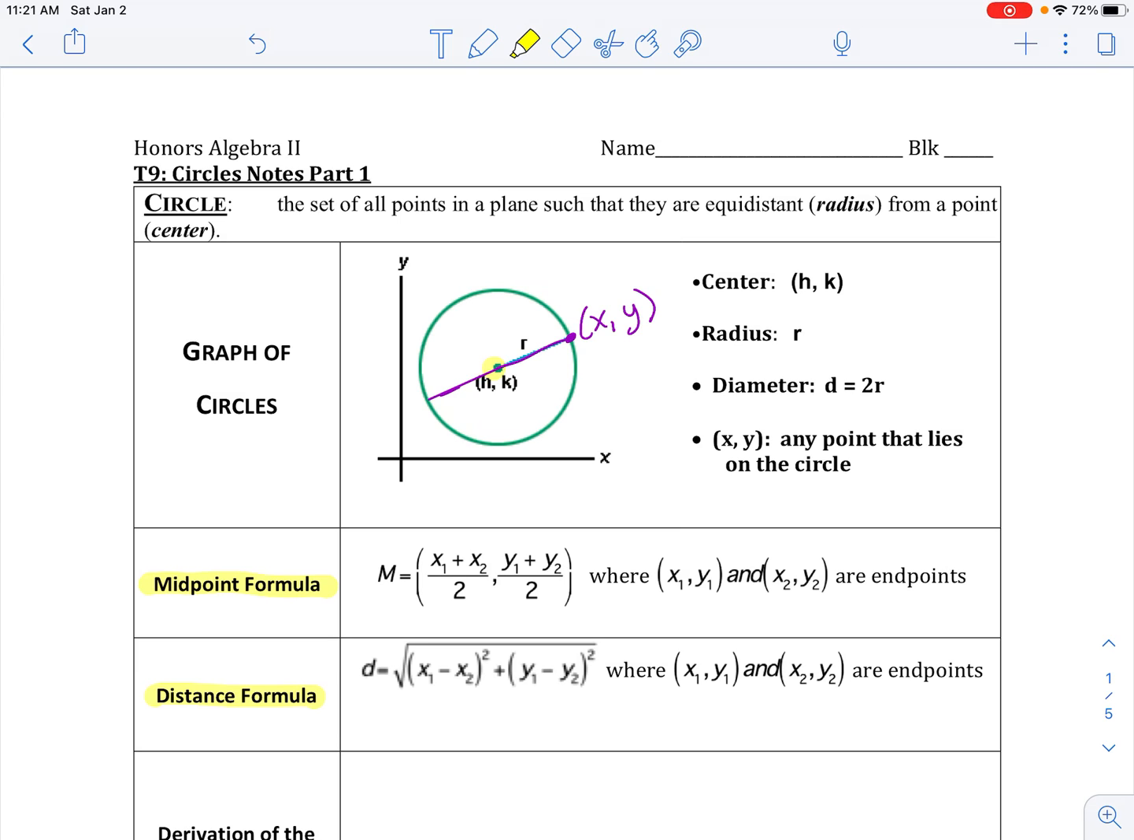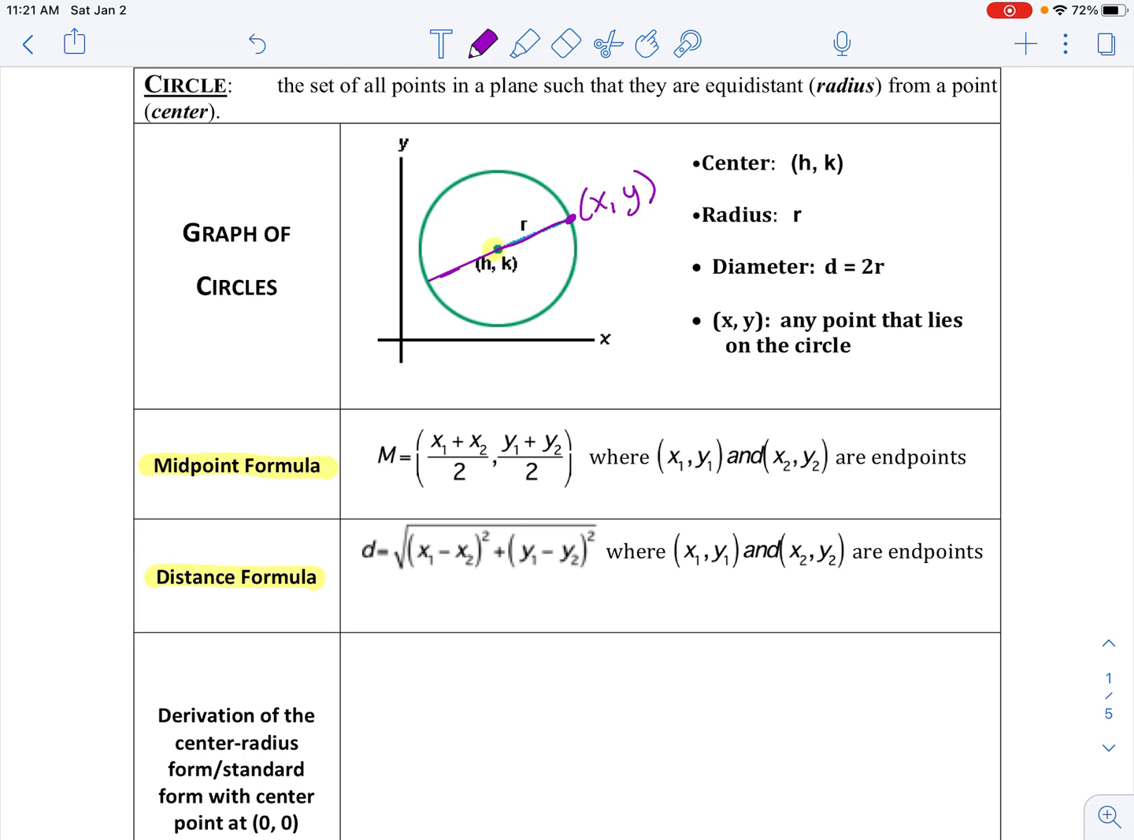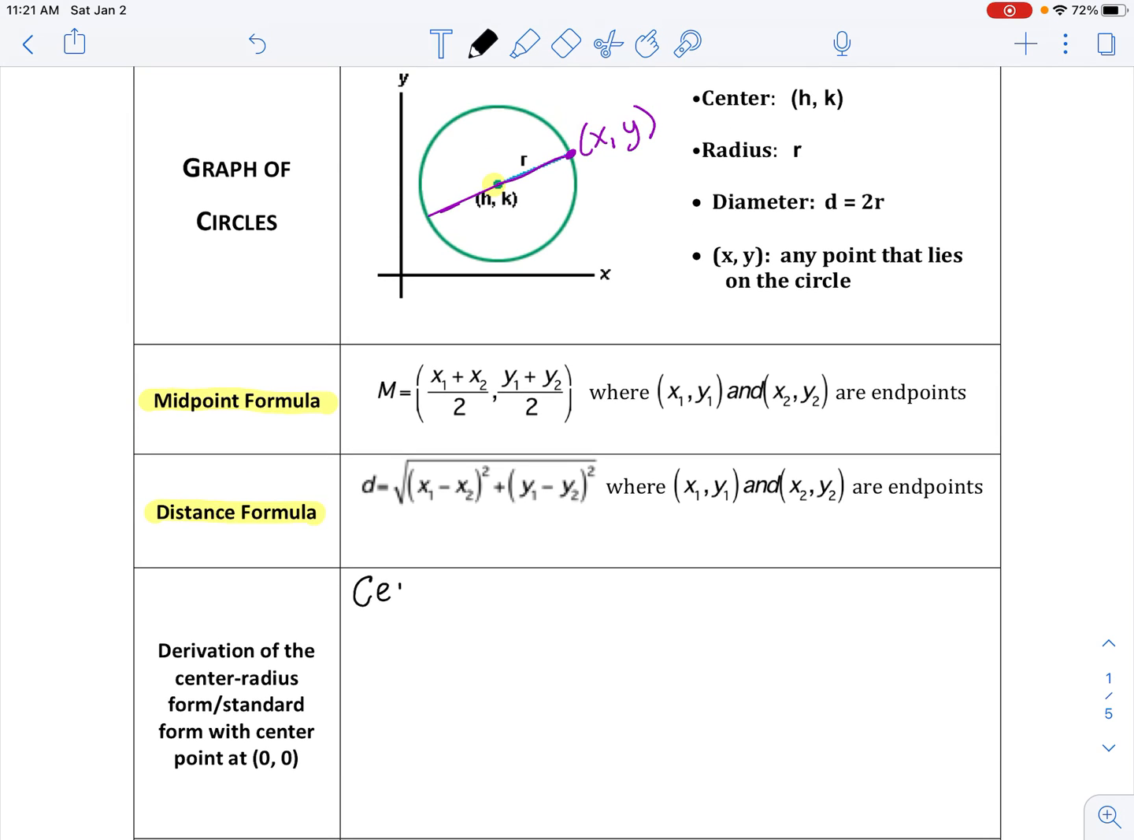X, Y is identified as any point on the circle. So if we know that the center point is always known as H, K, and any point on the circle is identified as X, Y, and we know that the circle is the result of a set of points that are all the same distance from that center point, then we know that R is equal to the distance between H, K and X, Y.